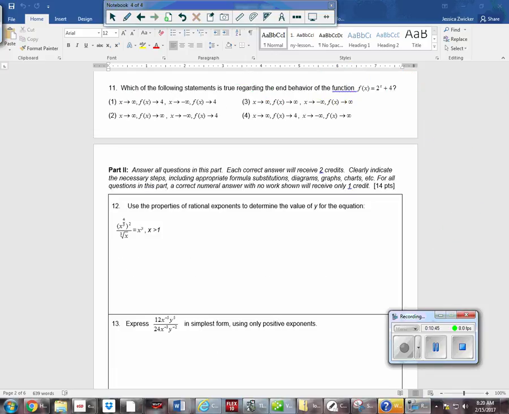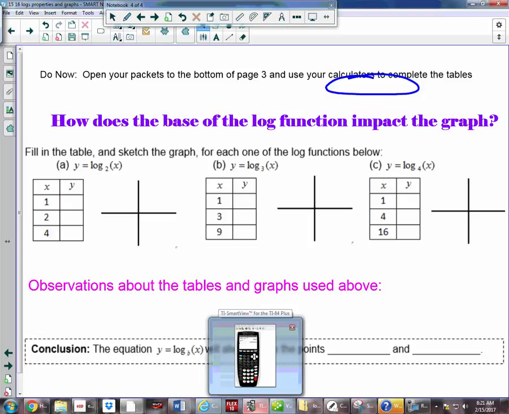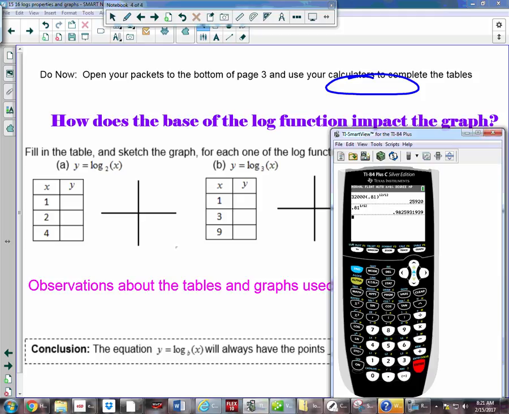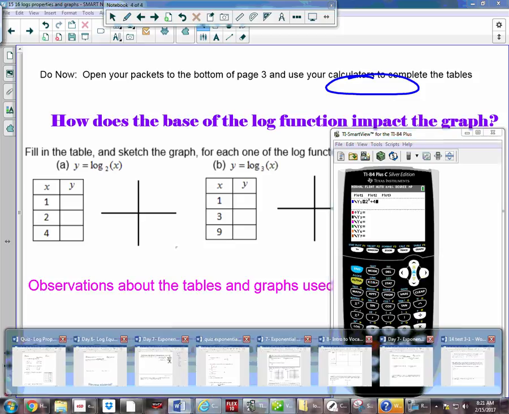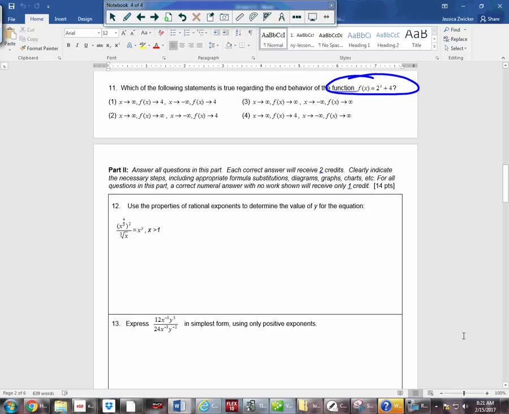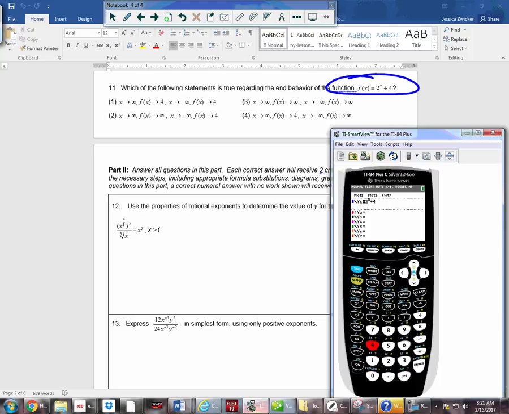Number 11, what is true about the end behavior of 2 to the x plus 4? You could sketch this by hand. It's an exponential function that is shifted up 4 units, or you could put it into the calculator. 2 caret x minus 4, plus 4. Now, if you put that in the calculator, you can see the graph looks like this.